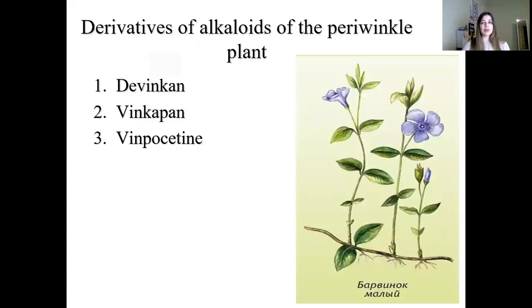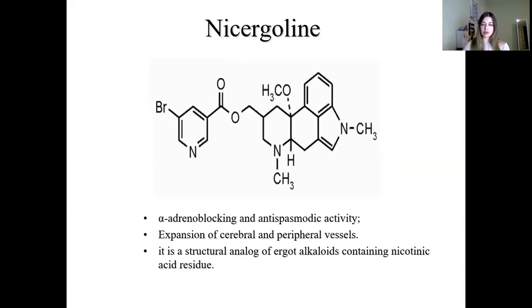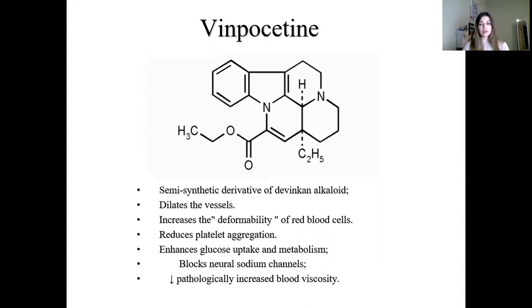This is an example. Also, we have the alkaloids of the periwinkle plant. Here is that periwinkle. They stimulate the accumulation of cAMP, which leads to reduction of calcium. Again, less calcium, less muscle contraction. Vinpocetine is the periwinkle plant alkaloid.